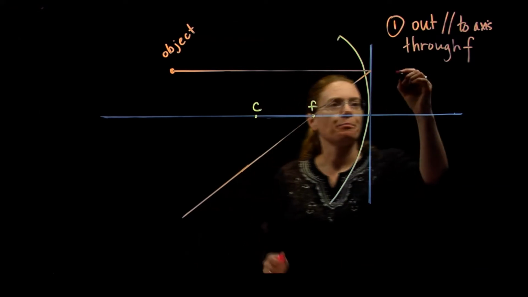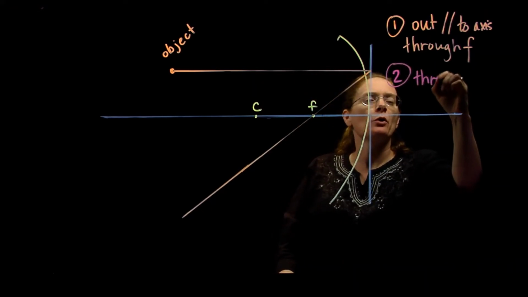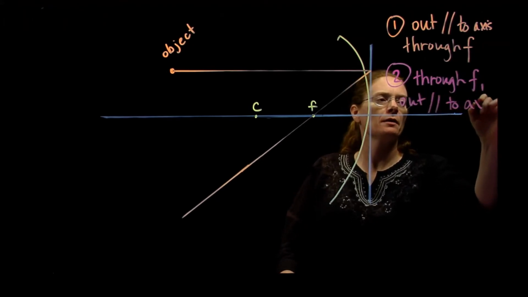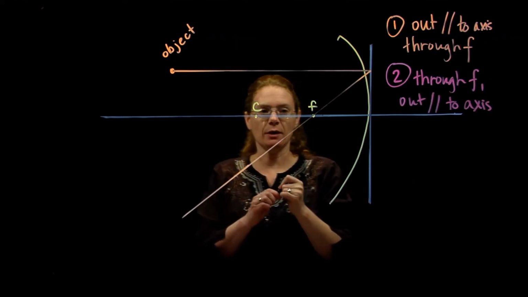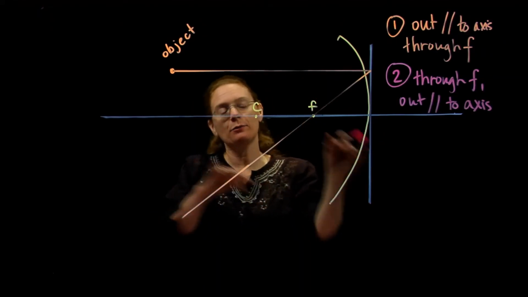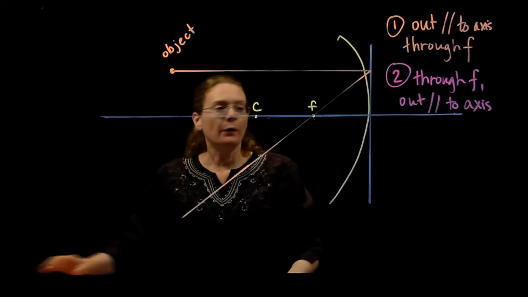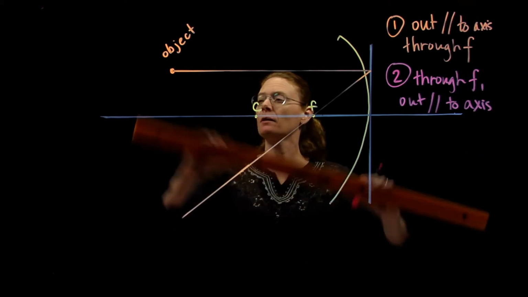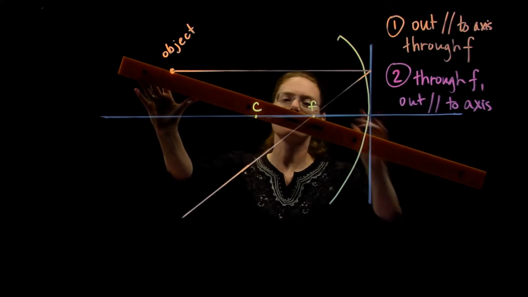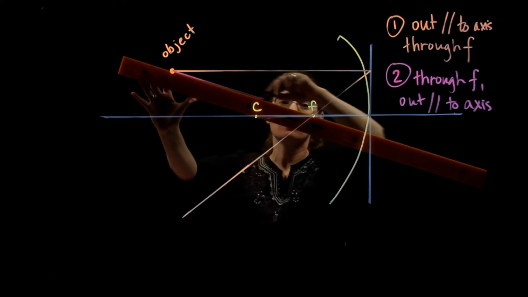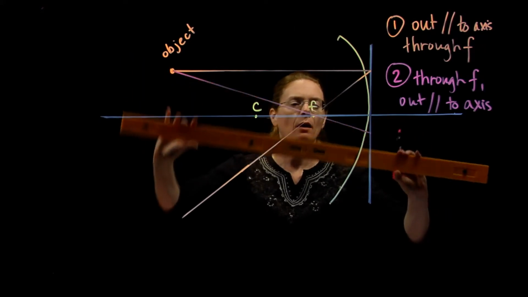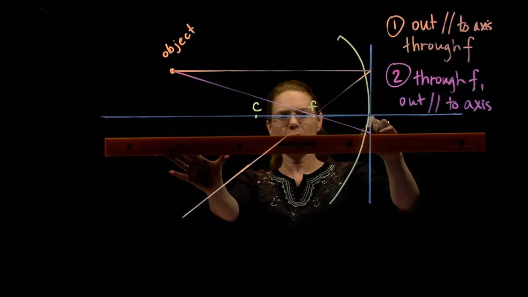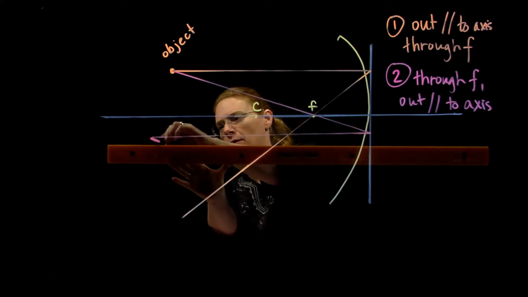The second ray goes through the focal point and then goes out parallel to the axis. So it's kind of the second definition of the focal point. A light ray that starts at the focal point leaves the mirror parallel. So if we have something going through the focal point, let's see here. So it comes out of the object, goes through the focal point, hits the mirror, and then it's going to bounce off the mirror parallel to the axis. So something like this. So that's how it's leaving the mirror.